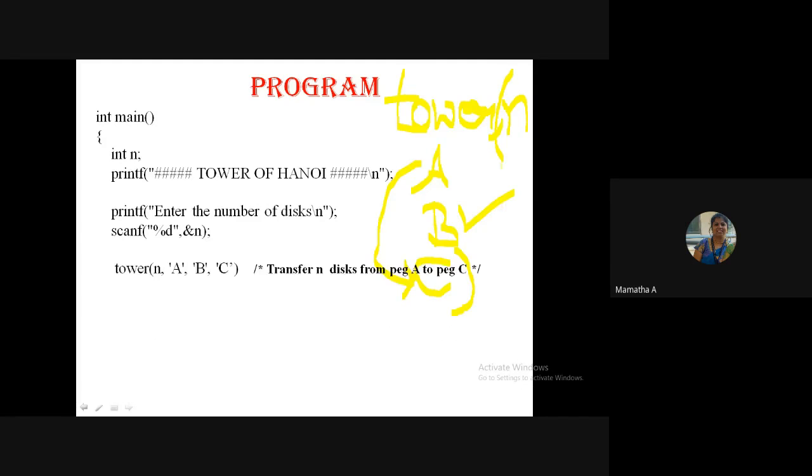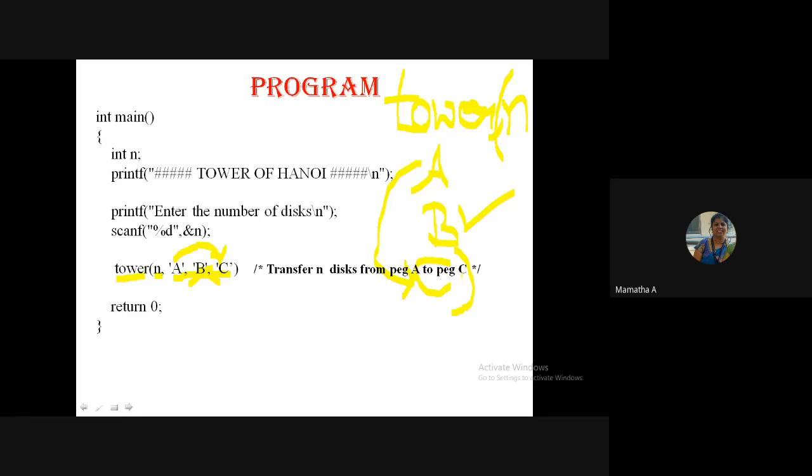So the function call will be like this. Students, just remember, tower n. The pegs, I cannot simply write A, B, C; they should be represented as characters. So first, my goal is moving n disks from A to C using B. Later, when I call this, then I will break it into n minus 1 disks and so on. My initial thing is to transfer n disks from peg A to peg C. Yes or no, students?